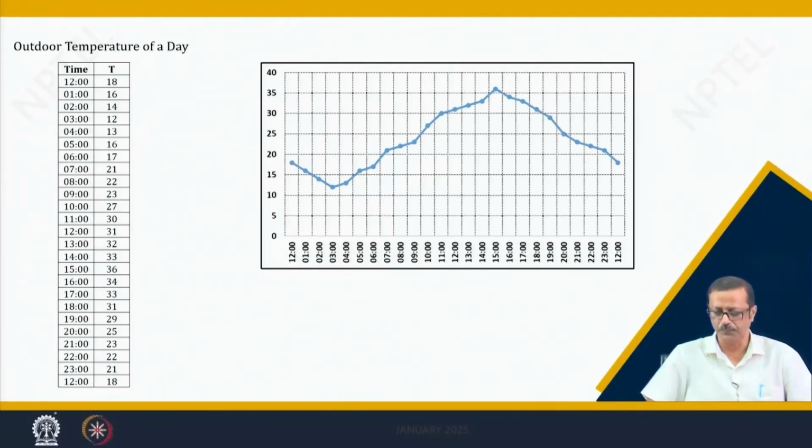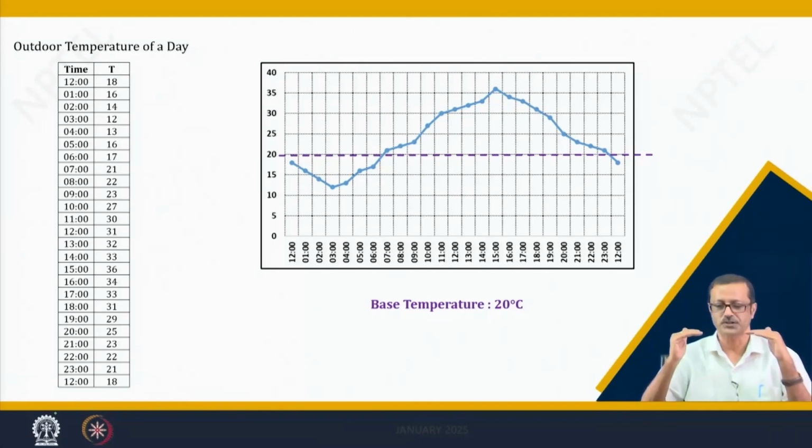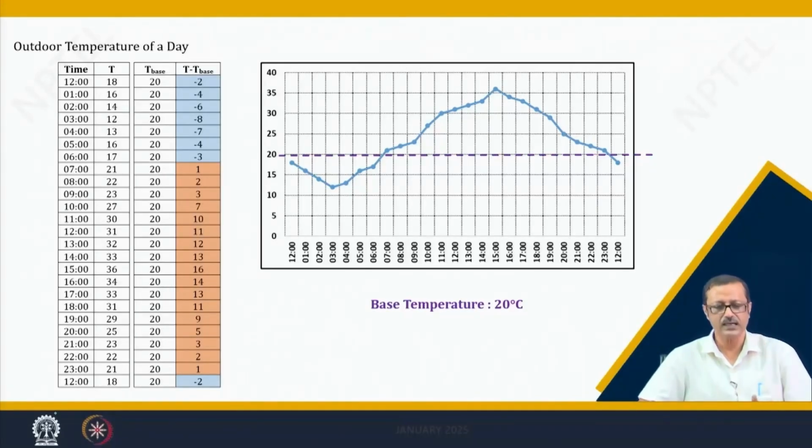Now, I may think of a baseline, the base temperature. I want to keep the room at 20 degree centigrade, which is my base temperature for a particular room. This is the difference between the base temperature and the outdoor temperature. At midnight, I want to keep it at 20 degrees, but the outdoor temperature is 18 degrees. So, it is -2.